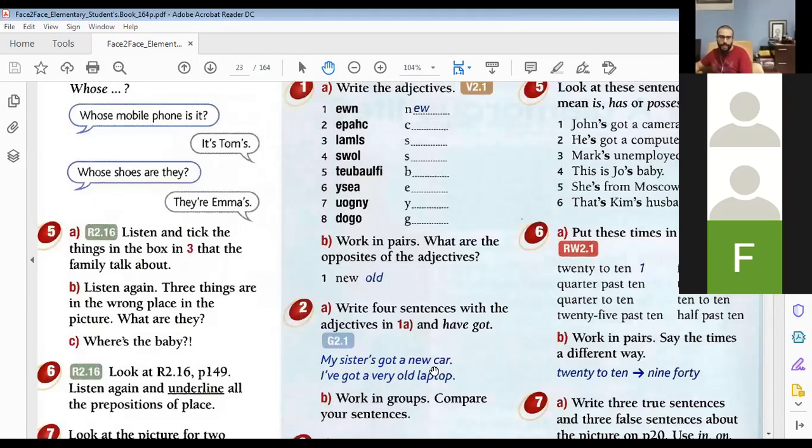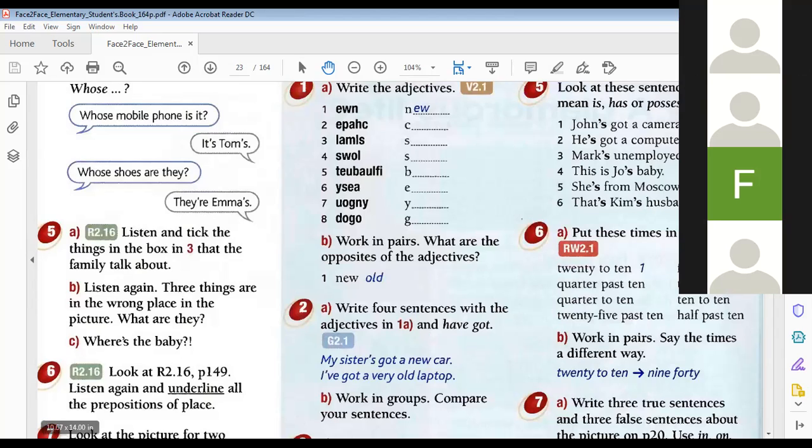Can you think of other examples? Okay, yes. I've got a new mobile. Good. I have got a very beautiful dress. Okay, that's also okay. Anyone else? I've got an expensive digital camera. Okay. That's also correct.